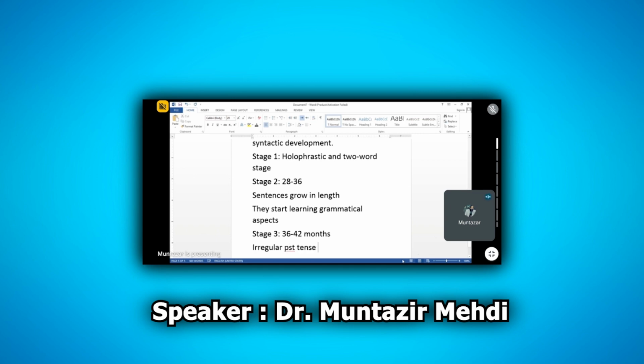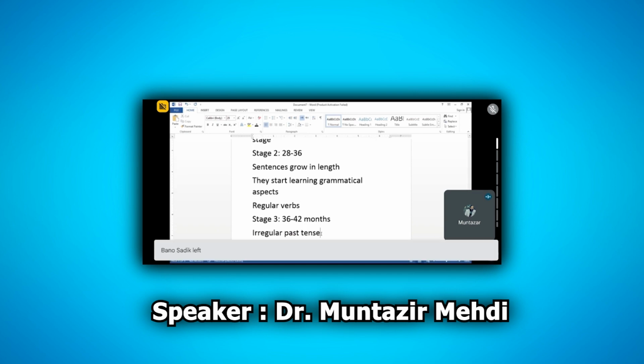Before that, children learn regular past tenses, right? Here I need to mention something. When I said grammatical aspects, here they also learn regular verbs. For example, children say, I go, I goed, I talk, I talked, right? I stand, I standed. That also happens in the second stage. But as soon as they enter 3 years, they also start learning irregular past tense. Got the point?